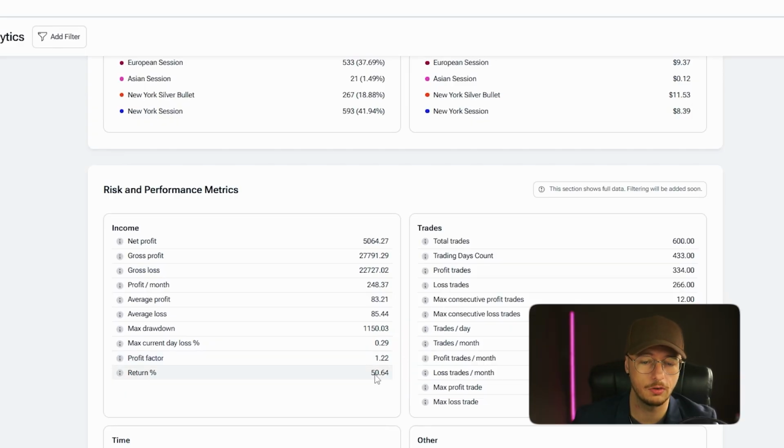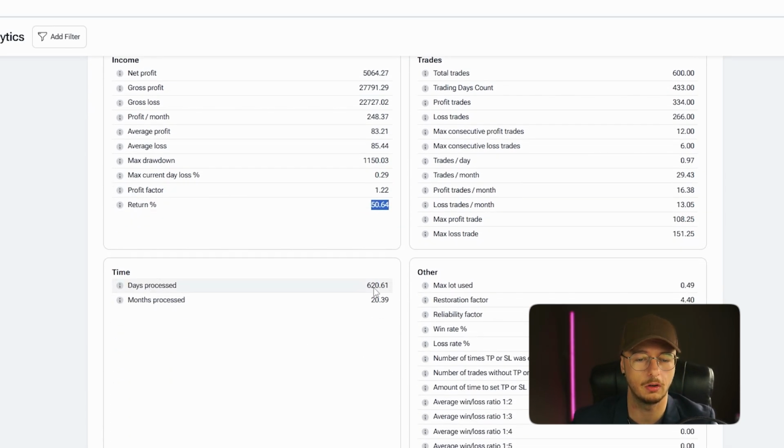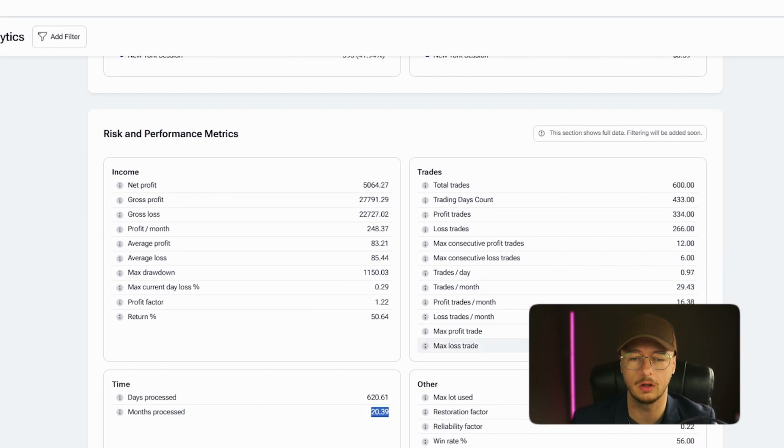Then comes the return, obviously the same as we can see up here above. This was a 10,000 account, so 50% is 5,000, so we don't need to pay too much attention to that, obviously depending on what we want. And then if we come to days process, obviously the days that I've been trading, the months that I've been trading, and then we can come to the total of trades, the trading day count. Hey, it's great to know them, but we don't need to pay too much attention to actually optimize.